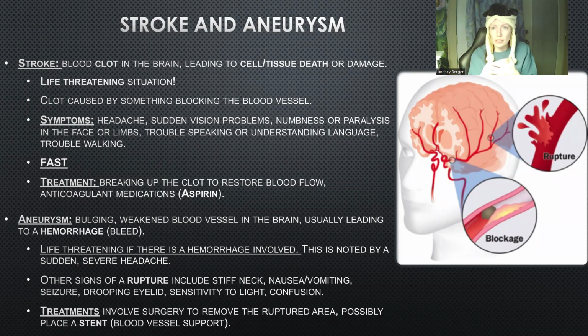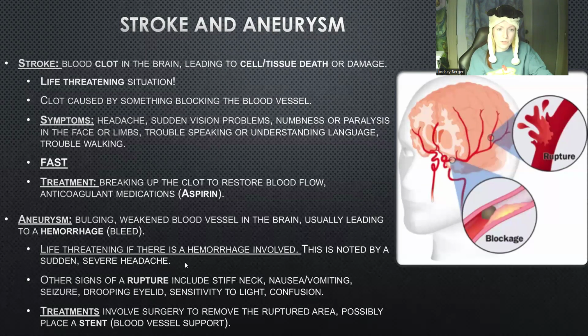So it's the exact opposite of a stroke. For a stroke, we have a clot. We need to break up the clot. For an aneurysm, it's a bleed. We need to stop the bleed. So you want it to clot. Okay, and again, if that hemorrhage is involved, it's life-threatening. This can also be noted by a sudden, severe, diabolical level of headache. They can also have a stiff neck. They may suddenly start vomiting, have a seizure, things like that.